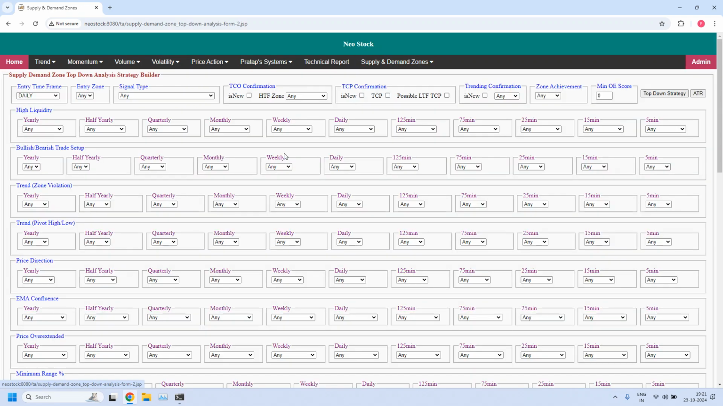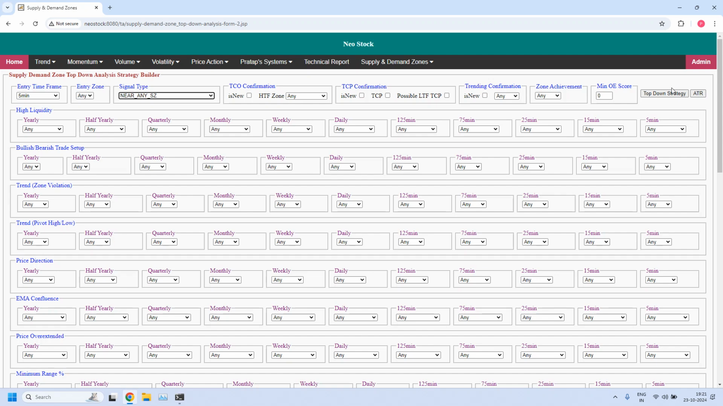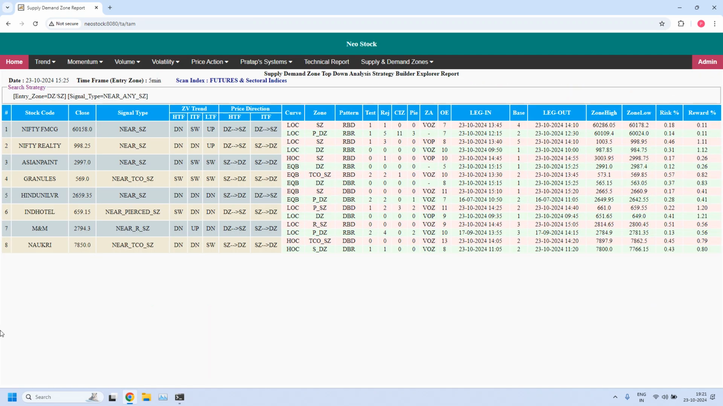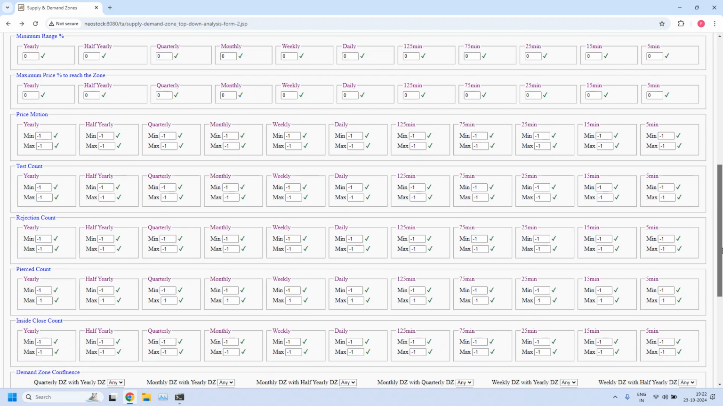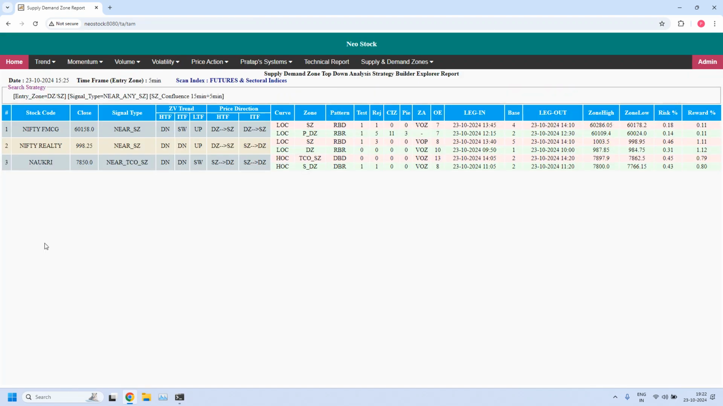Okay, next, for 5 minutes time frame, let us find the stocks near 5 minutes supply zone. 8 stocks are filtered. Let's identify ITF supply zone confluence. That is 5 minute supply zone confluence with 15 minute supply zone confluence. I am enabling this filter. Let's verify. These 3 supply zones have ITF confluence. That means 5 minute supply zones are part of 15 minute supply zones. So this is about stocks near demand and supply zones for different time frames.